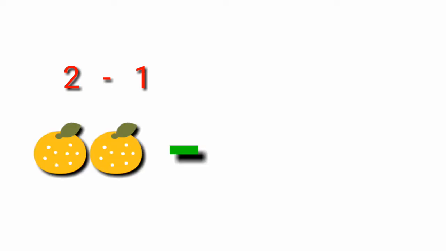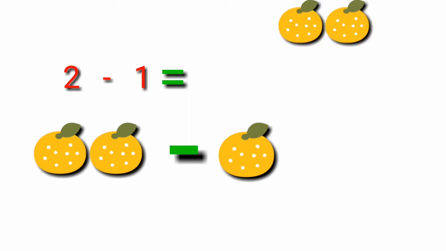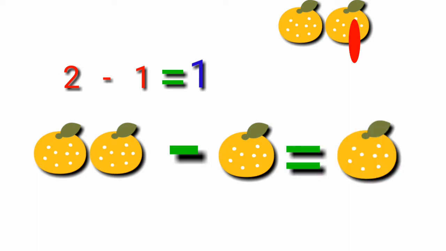For instance, 2 minus 1. 2 apples minus 1 apple. When you subtract 1 apple from these 2 apples, it will give you 1 apple. You can use your hands to remove it. When you cancel 1 apple, how many is the remainder? The remainder is 1, so 1 is the answer. 2 minus 1 is equal to 1. This is the easiest and simplest method of subtraction.